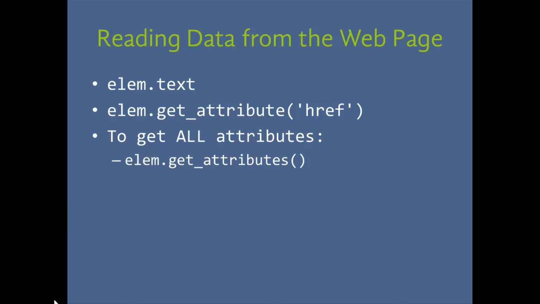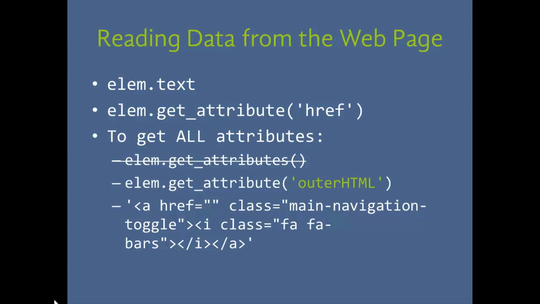There's a weird workaround where you can get the outer HTML attribute, and that'll return all of the content and everything as a string, and you can try to parse that maybe. But, I mean, so this works. It'd be great if get attributes was added one day to this, but it is possible to get a list of all of the attributes for some element that you have. So that is Selenium.